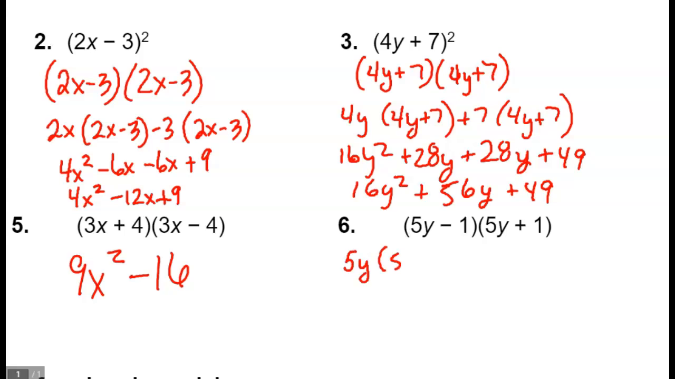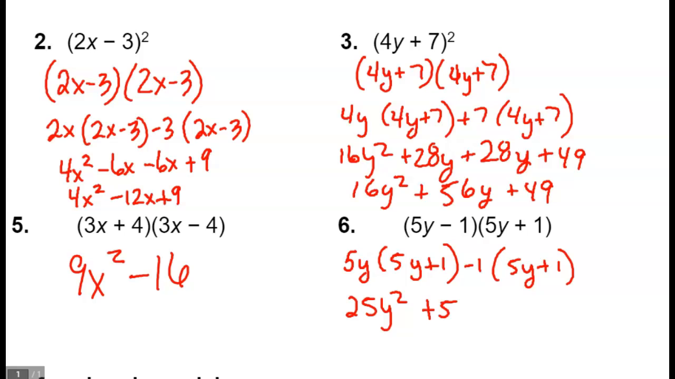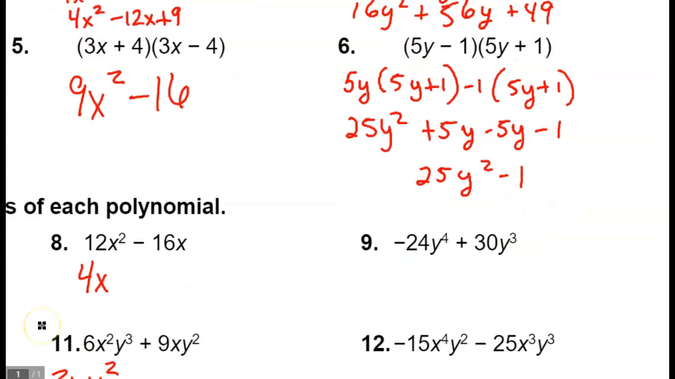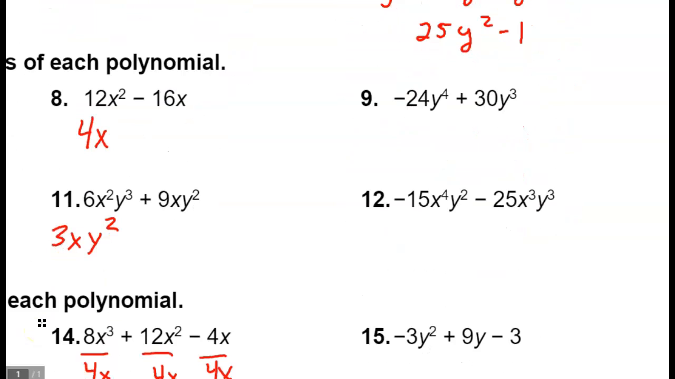So you have 5y times 5y plus 1, and then you have negative 1 times 5y plus 1. So what happens is you get the 25y squared. That doesn't change, 5y times 5y. But then we add 5y here, but then we turn around with our next one, you subtract 5y. So they end up canceling. 1 times 1 is negative 1 here because of that negative. So you end up with 25y squared minus 1.